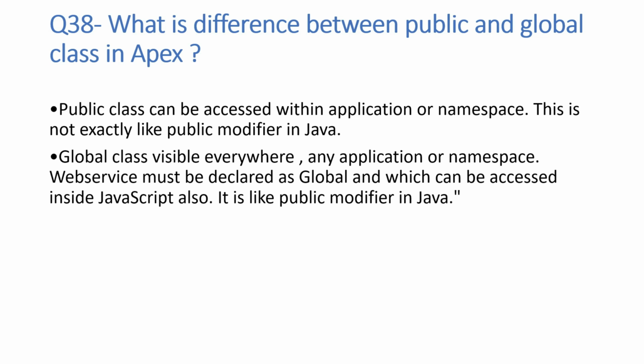A public class can be accessed within the application or namespace. This is not exactly like the public modifier in Java. A global class is visible everywhere. Any application namespace web service must be declared as global, which can be accessed inside JavaScript also. It is like a public modifier in Java.